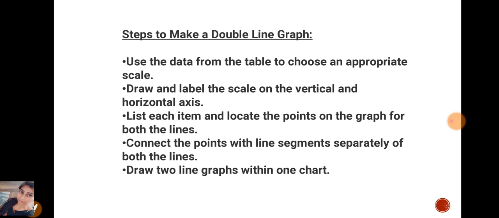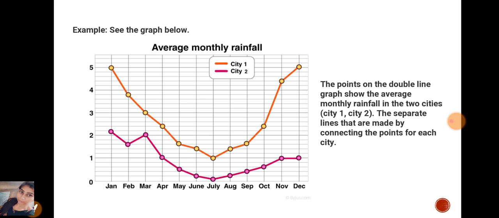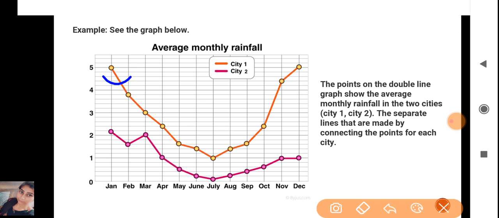So let us see this first. As you can see in this figure, we have a double line graph. You can see two things are there. One is shown through orange and the second is through pink. So orange is representing the first city and city 2 is represented by the color pink. Here in this figure you can see that the average monthly rainfall is given for these two cities. The name of the city is not given, so in general they have taken city 1 and city 2.